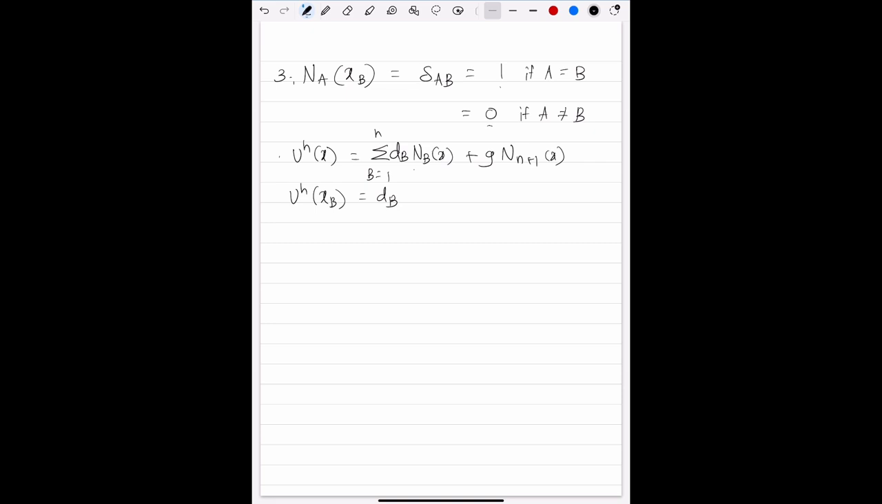So what this tells us is that in this relation uh_h of x equal to summation dB NB, the constants dB are nothing but the value of the approximate solution uh_h of x at the grid point xb. So dB is uh_h of x at xb. So essentially what this relation is doing is telling us how to interpolate the solution for points in between the grid points where the solution is known and is equal to dB equal to uh_h of xb. And this is why our basis functions are also called interpolation functions.